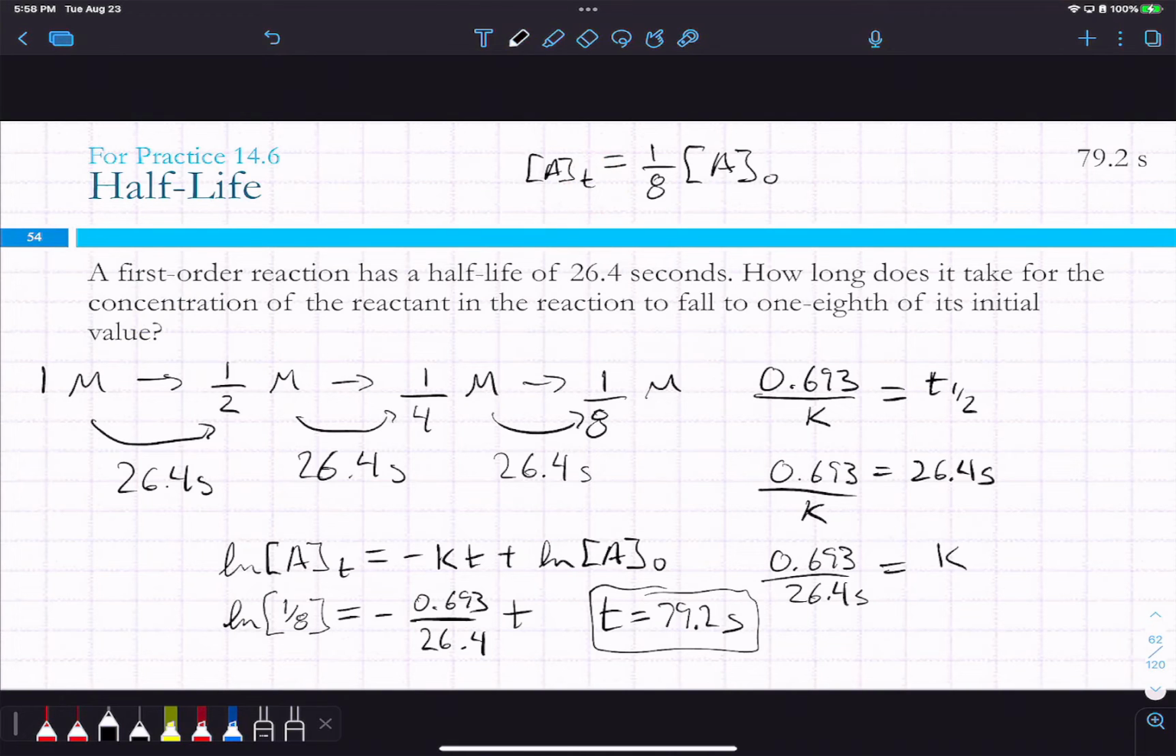So maybe a little more complicated, but this method could work when it's not an even number of half-lives to get there. Because what if instead of 1/8 of the concentration, it said 0.31415967877, right? Some random long number that's not an even fraction or an even multiple of 2. This is how you would do it.